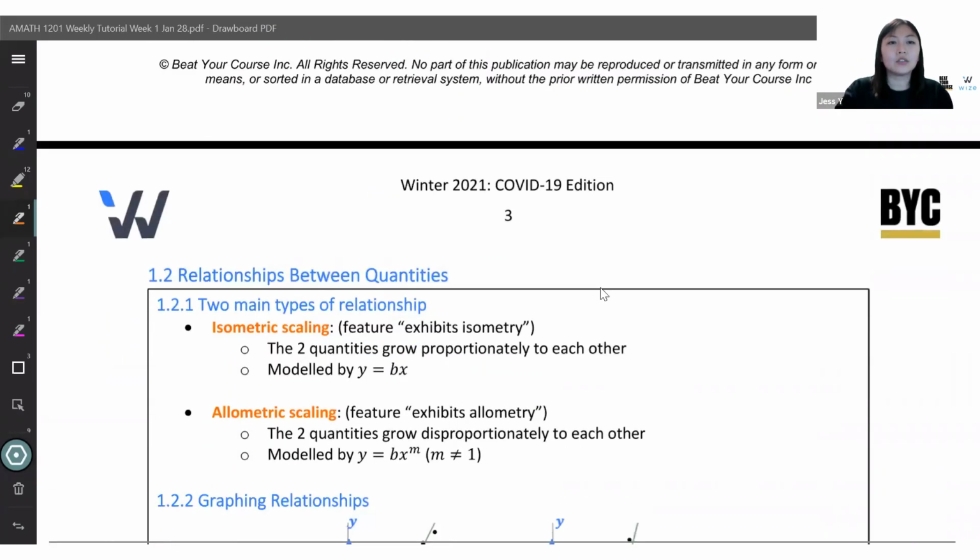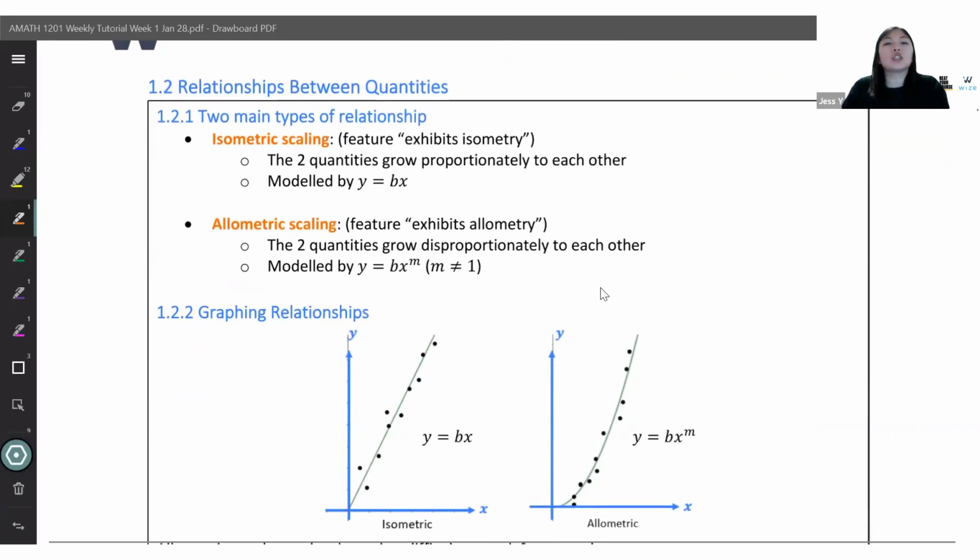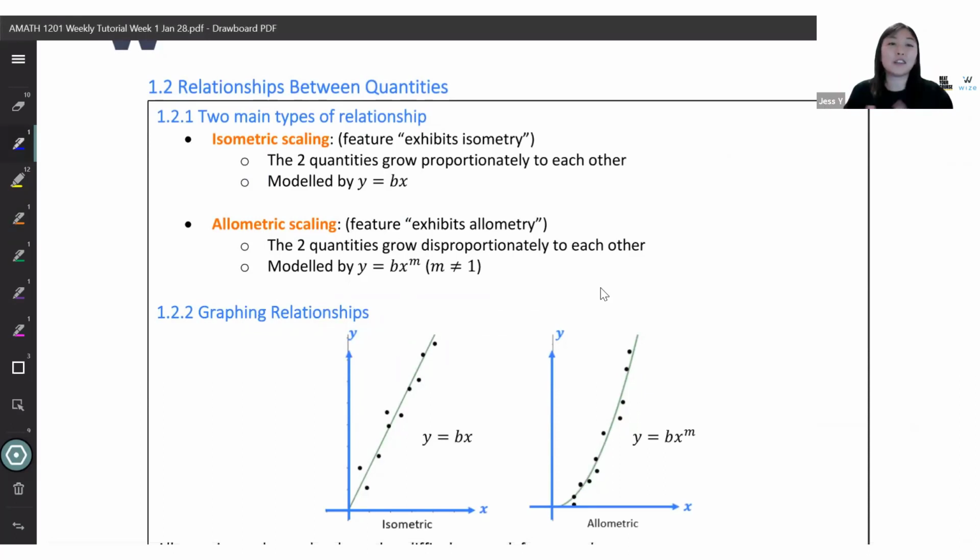All righty. So the next topic is relationship between quantities. And this is all about definitions here, okay? There's an equation that relates different variables, right? It tells us the relationship or the pattern between those variables. There are two major types of relationships that you are concerned with in this course, at least in the beginning, and that's isometric scaling, or isometric relation, and allometric scaling, or allometric relation, okay?